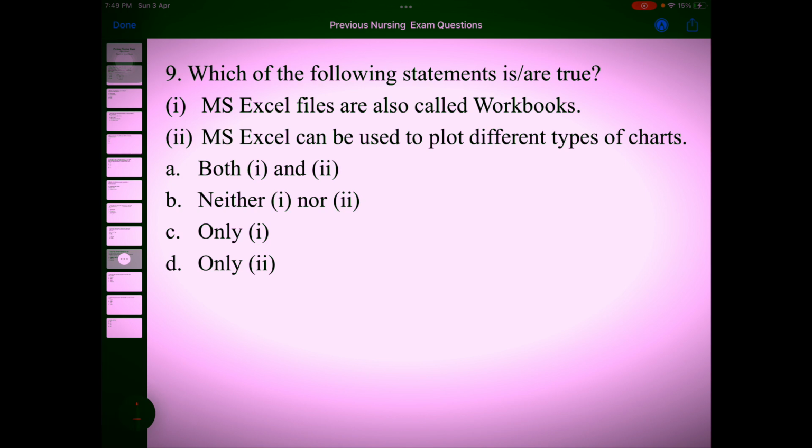Question number 9. Which of the following statements is or are true? Statement number 1. MS Excel files are also called workbooks. Statement 2. MS Excel can be used to plot different types of charts. The options given: A, both statement 1 and 2. Option B, neither 1 nor 2. Option C, only 1. Option D, only 2. The correct option here is option A, which is both 1 and 2. That is, MS Excel files are called workbooks, and MS Excel can also be used to plot different types of charts.